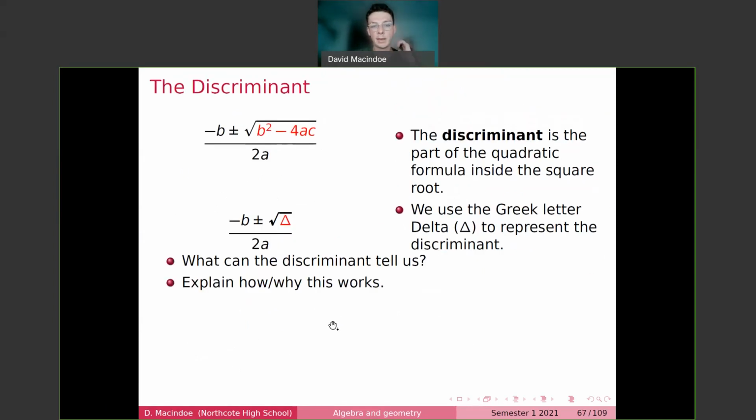Okay. The other thing we want to talk about is this thing called the discriminant. The discriminant is the bit of the quadratic formula that finds itself under the square root sign.